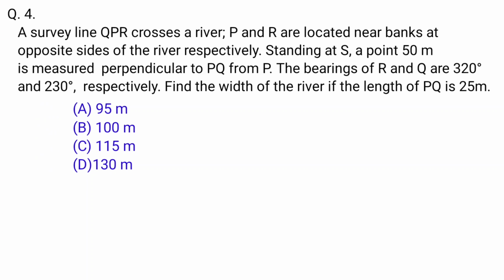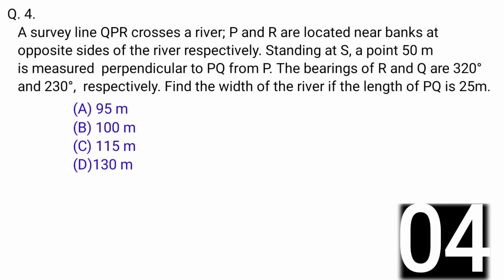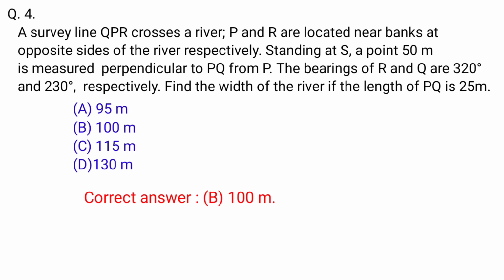Next. Question number 4. A survey line QPR crosses a river. P and R are located near banks at opposite sides of the river respectively. Standing at S, a point 50 meters is measured perpendicular to PQ from P. The bearings of R and Q are 320 degrees and 230 degrees, respectively. Find the width of the river if the length of PQ is 25 meters. Options: A. 95 meters, B. 100 meters, C. 115 meters, D. 130 meters. Correct answer is option B. 100 meters.